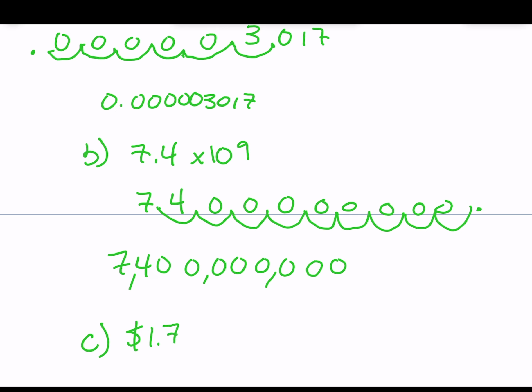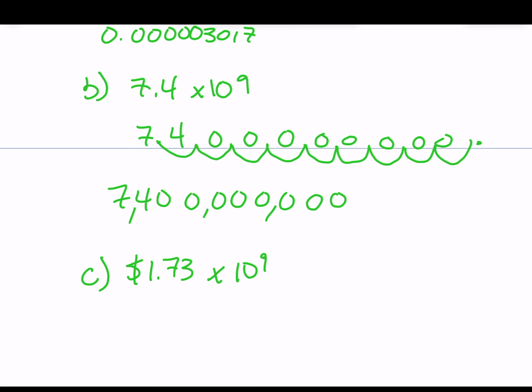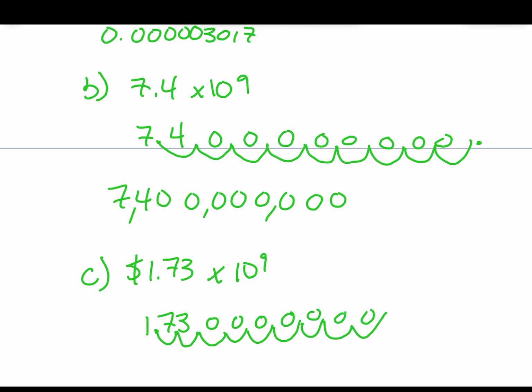What if I had 1.73 times 10 to the 9th? Well, we would do the same thing, and we would have 1.73, and we would move the decimal to the right 9 times. So 1, 2, 3, 4, 5, 6, 7, 8, 9. Fill in zeros there. And so we end up with 1,730,000,000. Okay, that's how you convert from scientific notation to decimal notation.